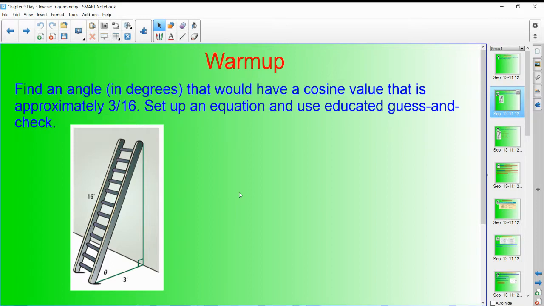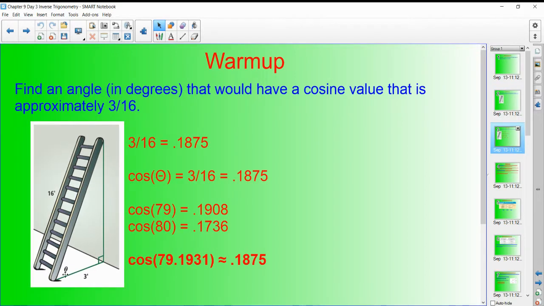Okay, so from the last lesson, we see the cosine of this angle is the adjacent over the hypotenuse. I can label the adjacent and the opposite and the hypotenuse from that angle. And I could guess a whole lot of angles between 0 and 90. Cosine of 79 is 0.1908, and I want to get to 0.1875. Cosine of 80 is too small, so I have to pick a number between 79 and 80.